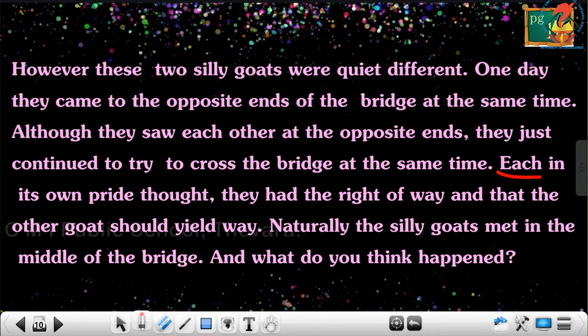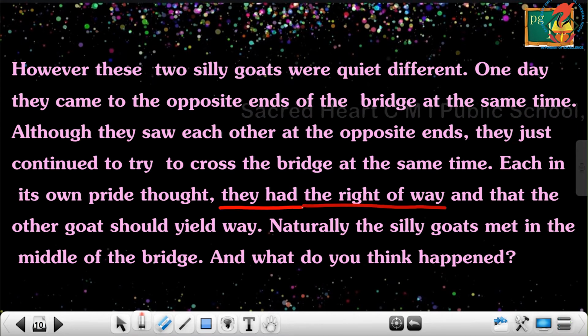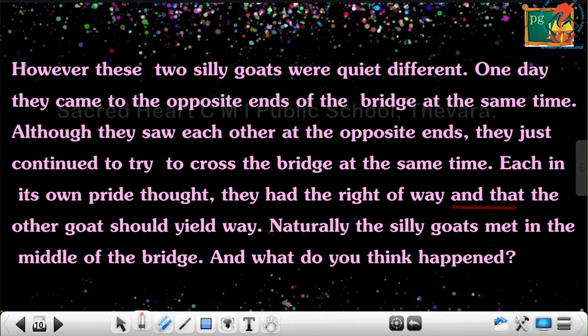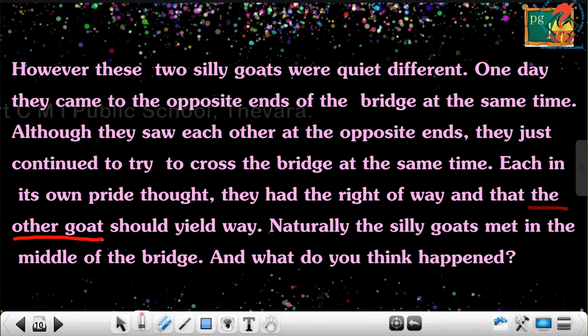Each in its own pride thought they had the right of way. Read together. They had the right of way. And that the other goat should yield away.